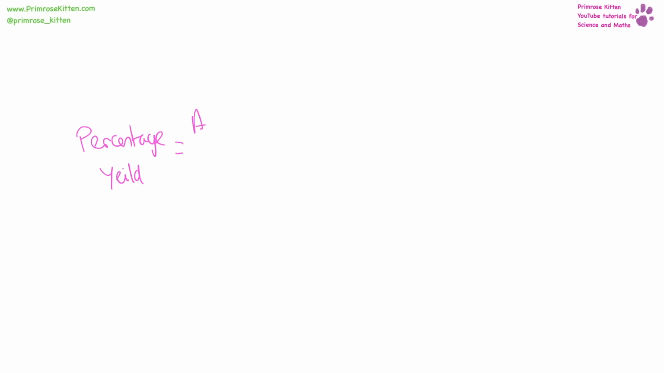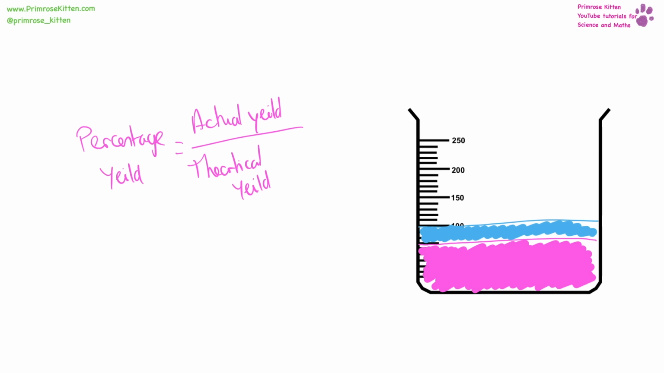To work out percentage yield, you need to take your actual yield and divide it by your theoretical yield. So if this is your actual yield, then your theoretical yield is how much you thought you were going to make.